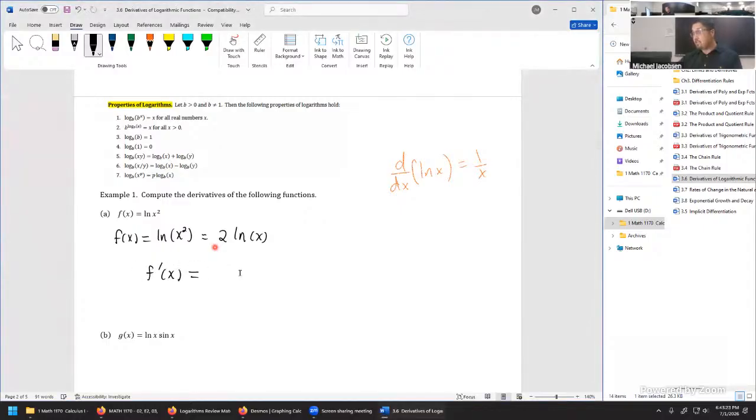F prime at x is, constant multiple rule says 2 stays where it is. Multiply by the derivative of natural log x, that's just a 1 over x. And so the whole result is 2 over x, and the whole work is done right at that stage. Kind of satisfying as a derivative in a certain sense.